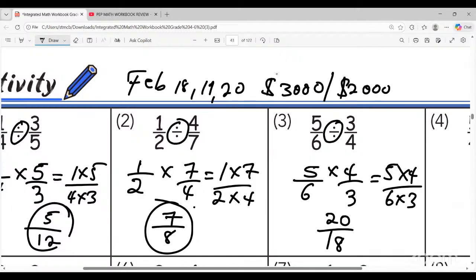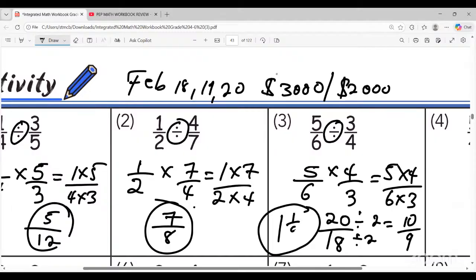This one is a little bit different. We can reduce it since both of them are divisible by 2. And we get 10 over 9. How many groups of 9 can we get out of 10? One group, remainder 1 over 9.